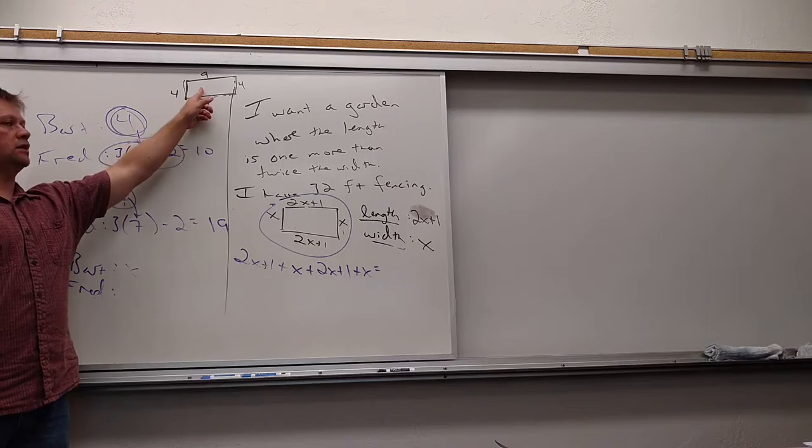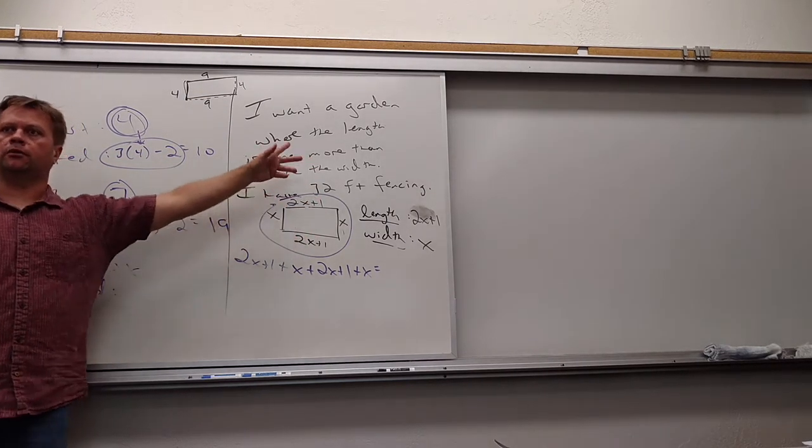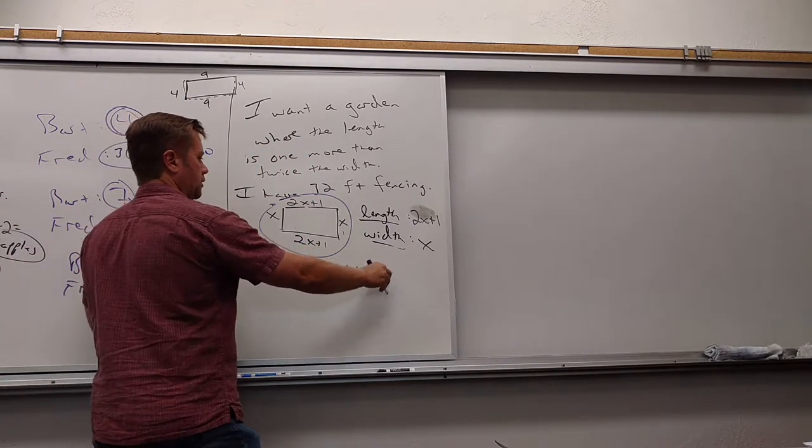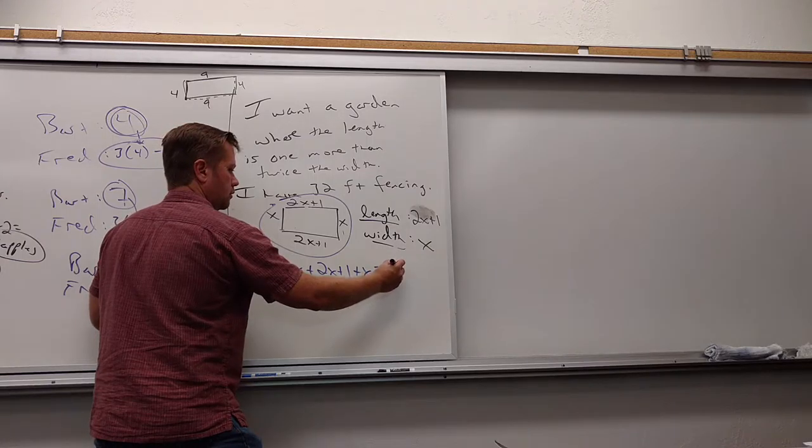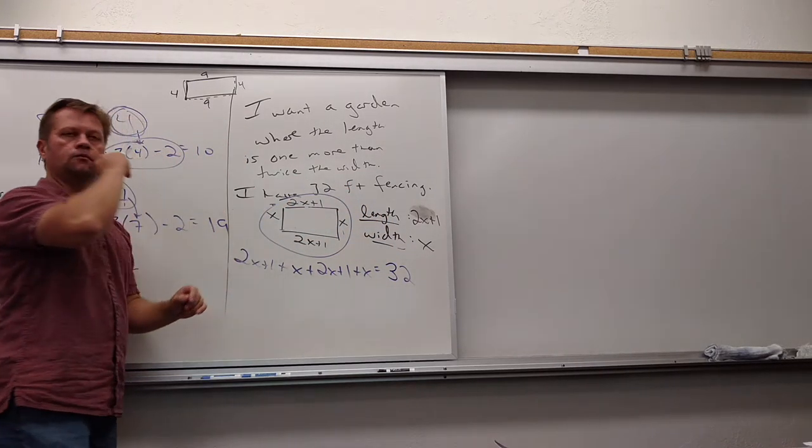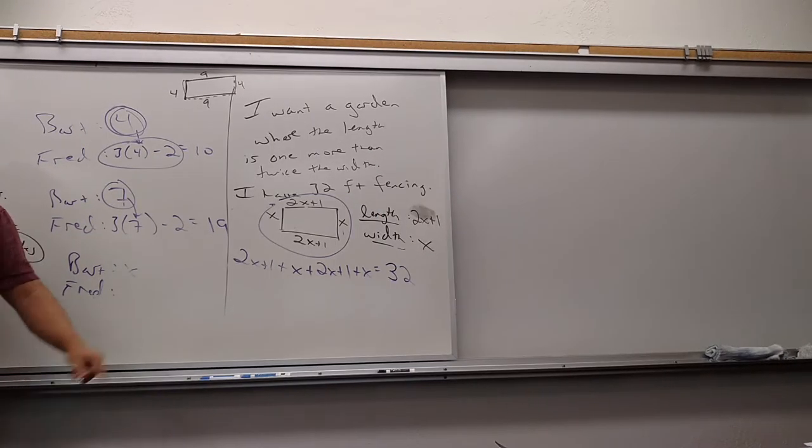So if you add up numbers to get the perimeter, you add up the letters to get the perimeter. And I know the perimeter has to be 32 to use all that fencing. Cool. Take a minute and solve that.